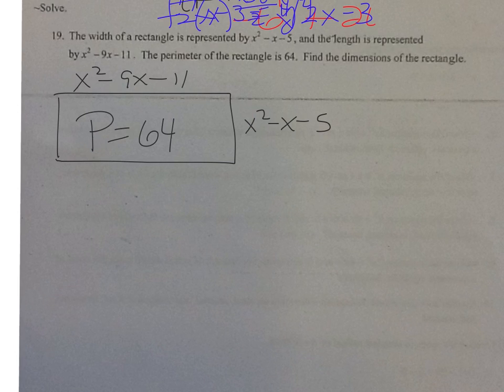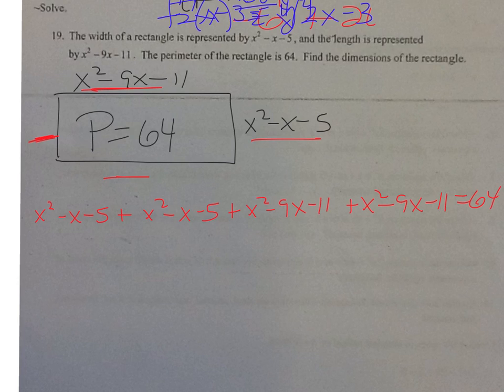So in order to get x, I'm going to have to solve it somehow. Well, if they give us perimeter, you have to use perimeter. Perimeter means to add up all the sides. So remember, opposite sides are the same. This is the same as this, and this side is the same as this side. So we're going to add up all the sides. Ready? So x squared minus x minus 5 plus x squared minus x minus 5 plus x squared minus 9x minus 11 plus x squared minus 9x minus 11 equals 64.